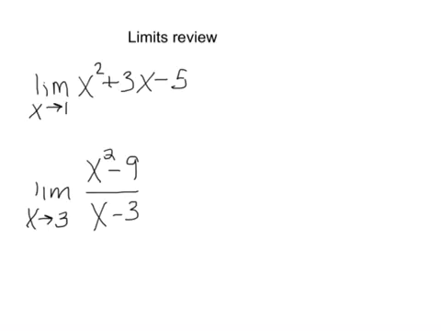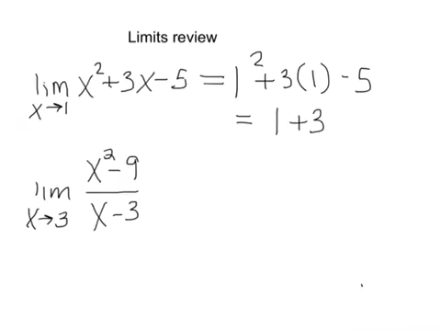Okay, so we're going to review some limits. We're going to start off with this one that says the limit as x goes to 1 of x squared plus 3x minus 5. Now this is a nice polynomial, it's continuous, so the first thing we always try is just direct substitution. So we're going to plug our 1 in for x, so we get 1 squared plus 3 times 1 minus 5. So 1 plus 3 minus 5, we get negative 1. So our limit there would be negative 1.